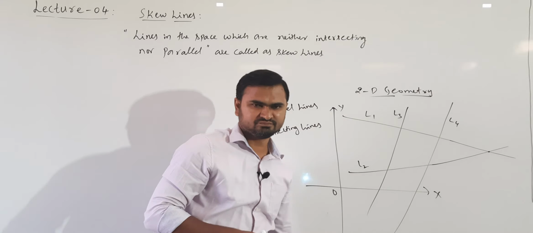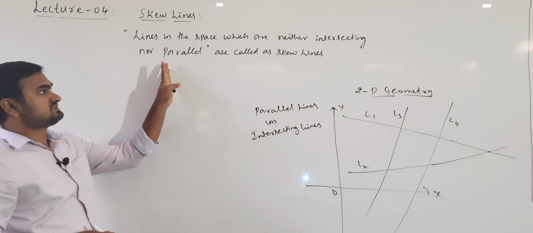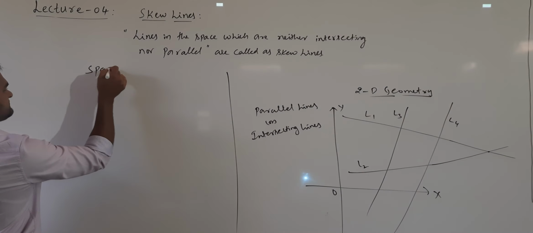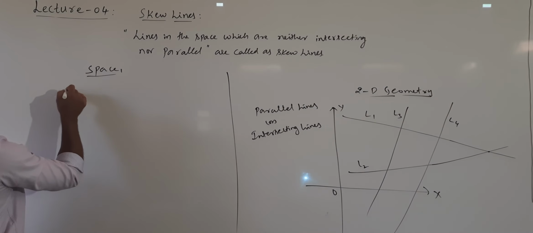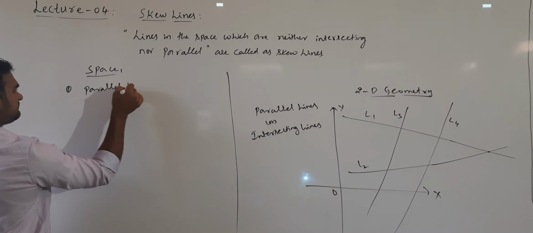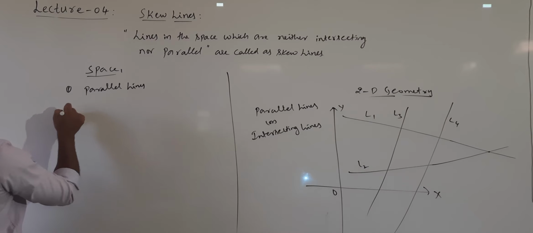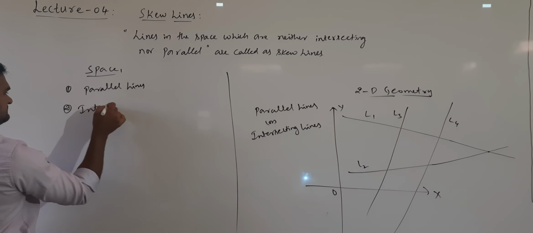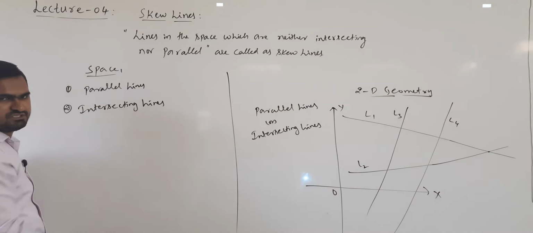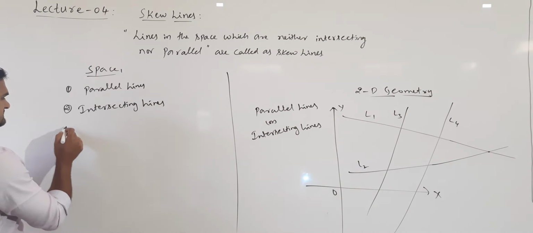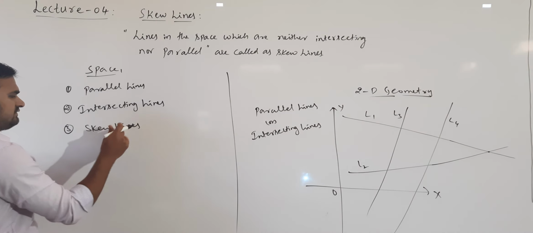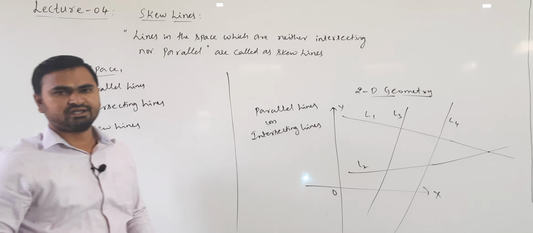2D geometry. Whereas in the space, also there will be parallel lines and there will be intersecting lines. And apart from these two, there is one more type of lines which exists, they are called skew lines, which are neither parallel nor intersecting.